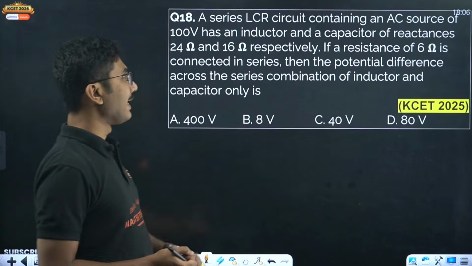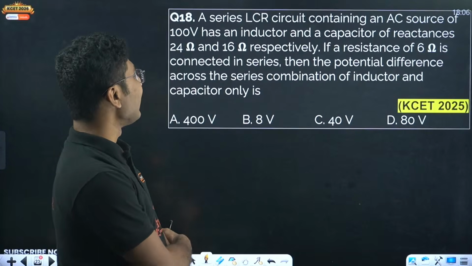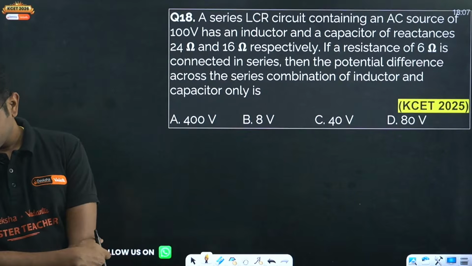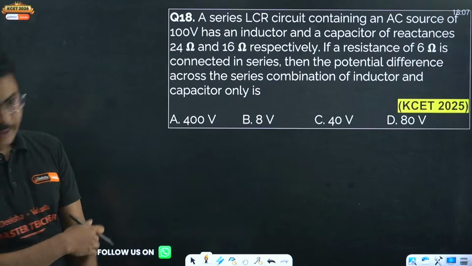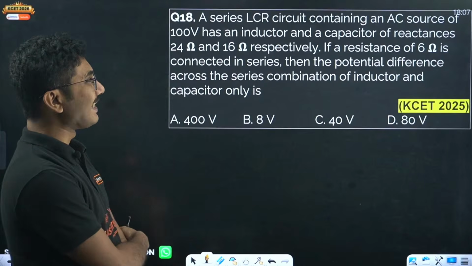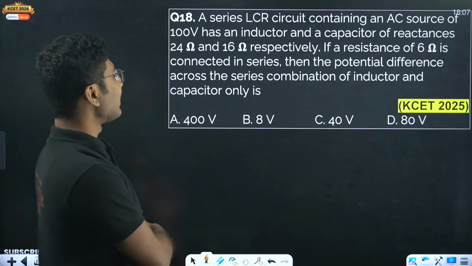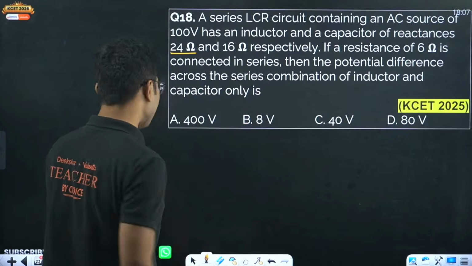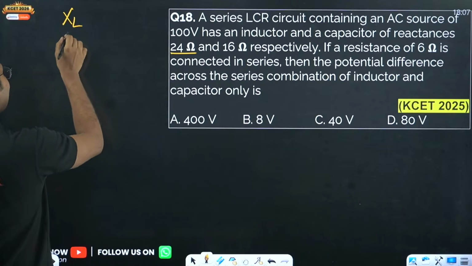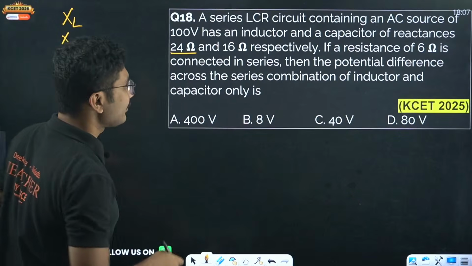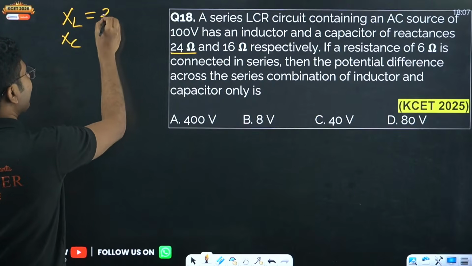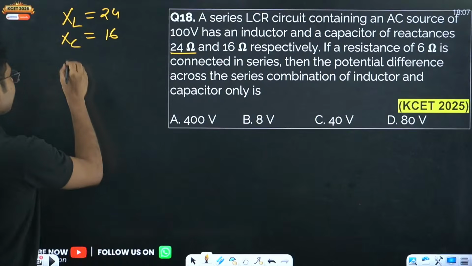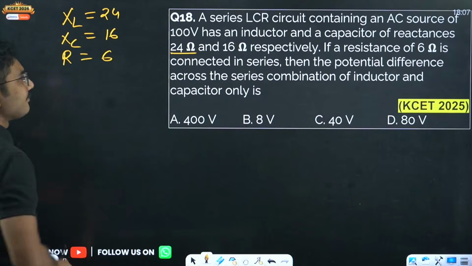Now, let's move on to the next question. A series LCR circuit containing an AC source of 100 volt has an inductor and a capacitor of reactances. Directly they have given you reactances, meaning XL and XC, so you don't need to calculate them. XL is given as 24 and XC is given as 16, and resistance is 6. Everything is given.